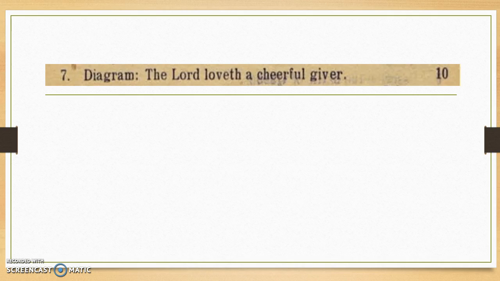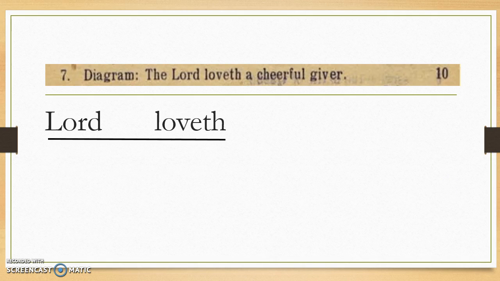How do we diagram a sentence? First thing we need to do is find the subject and the verb, and we write them down and we underline them with a horizontal line. Then we separate the subject and verb with a vertical line. And then we add a diagonal line. And on that diagonal line, we write the word that describes Lord. And in this case, it's the word the, the definite article, and we write it on the line.